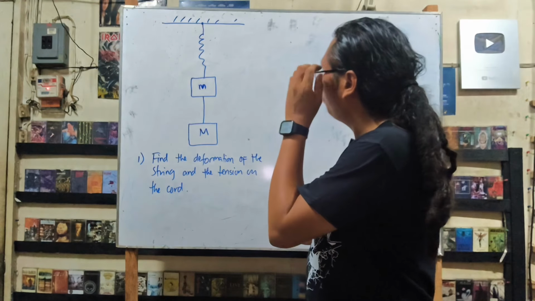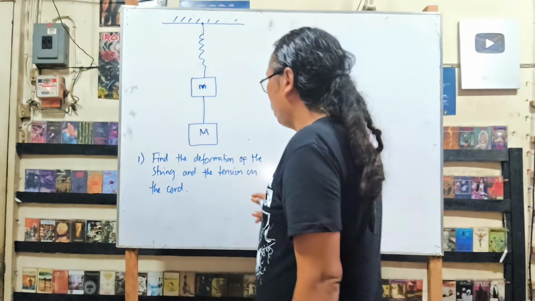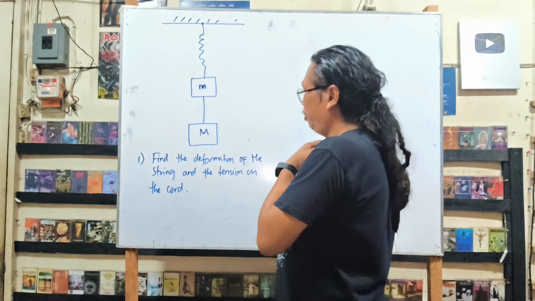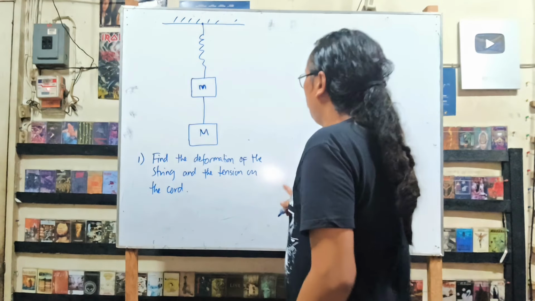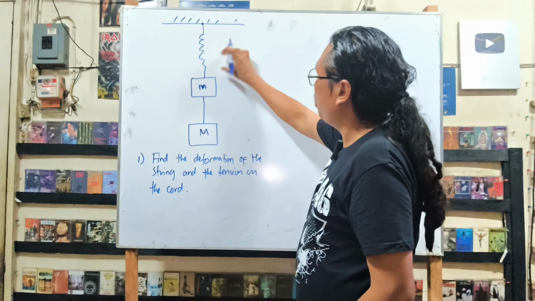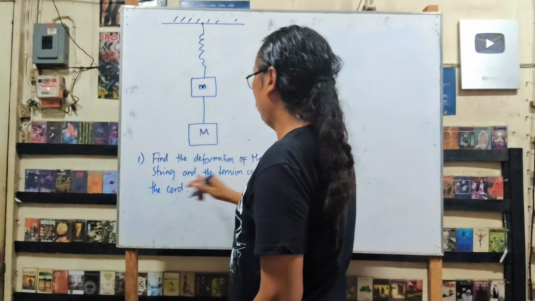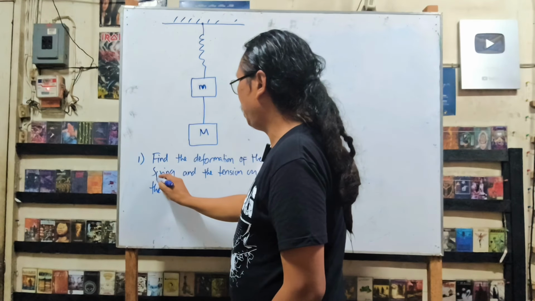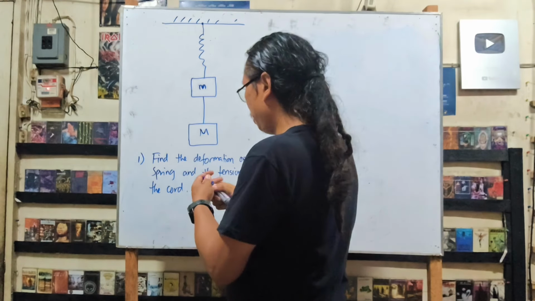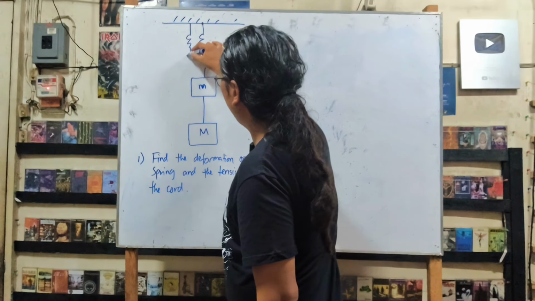Okay, so for the first problem, we are asked to find the deformation of the spring and the tension on the cord. Basically, what's this deformation? That's actually the displacement of this spring from the original. So let's assume that the spring has an equilibrium position here.